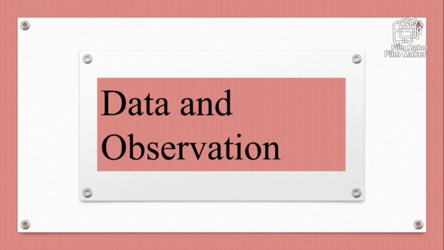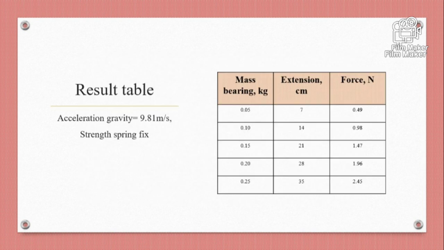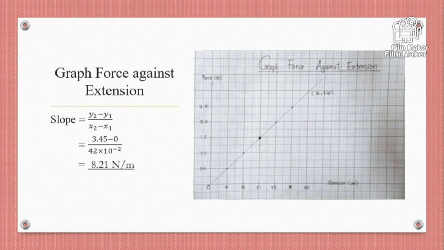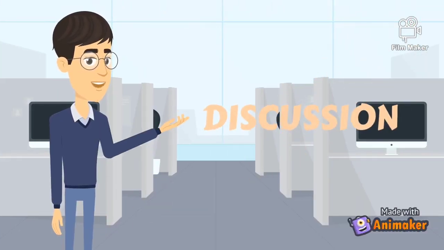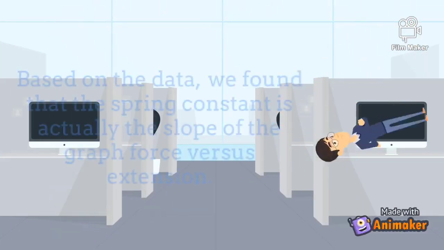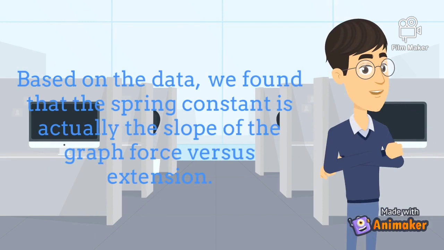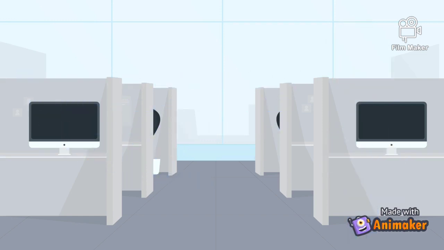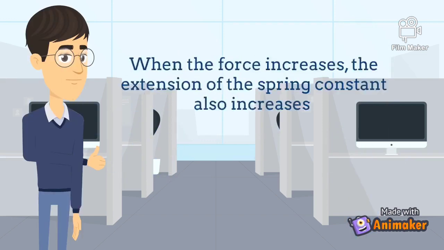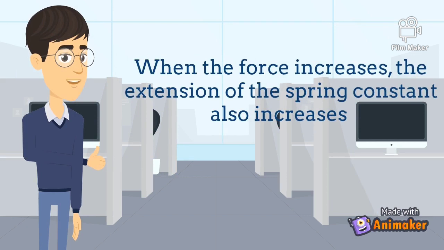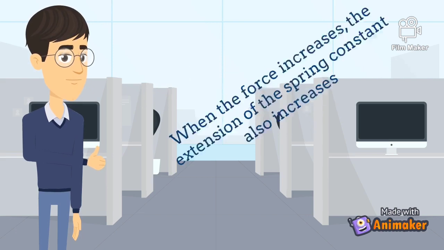So, this is our data and observation. We are going to talk about the discussion of this project. Based on the data, we found that the spring constant is actually the slope of the graph of force versus extension, because of the mass or the force that we applied to the spring. Since the force is directly proportional to the extension, when the force increases, the extension of spring also increases and vice versa.